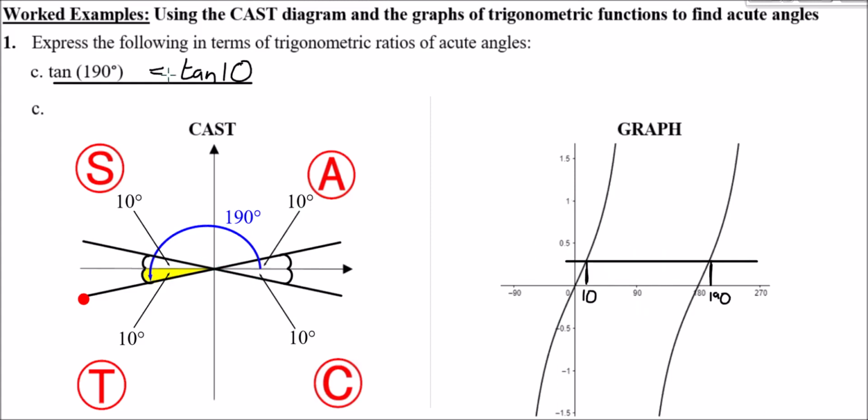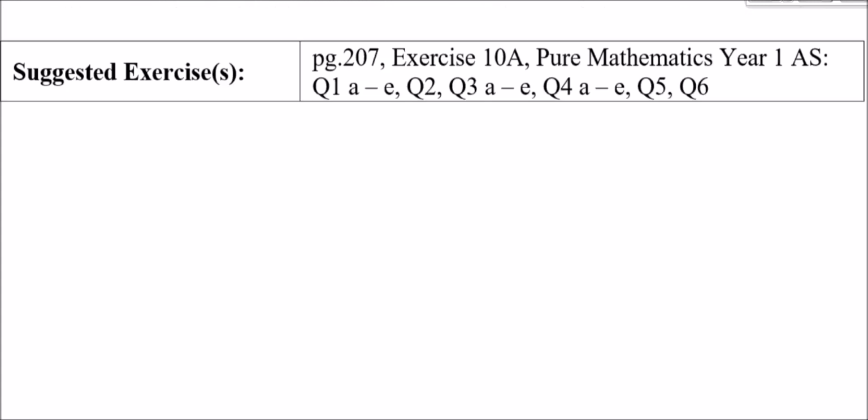So it's now over to you to have some much needed practice on this. With enough practice, it becomes quite simple, in fact. So the exercises I'm suggesting for you are on page 207, exercise 10a in the book. So questions 1a through to e, question 2, question 3a to e, 4a to e, 5 and 6. Do them all and make sure you've got them all correct. If you've not got them correct, check your answers and ask me if you're struggling. You need to master this skill. It's a really important one.